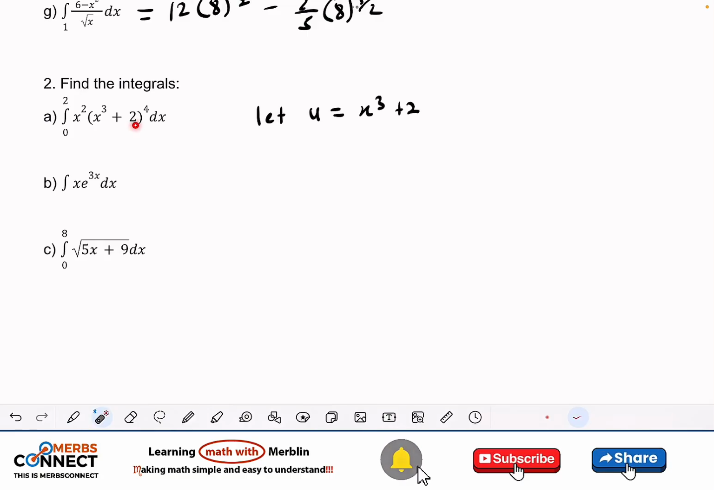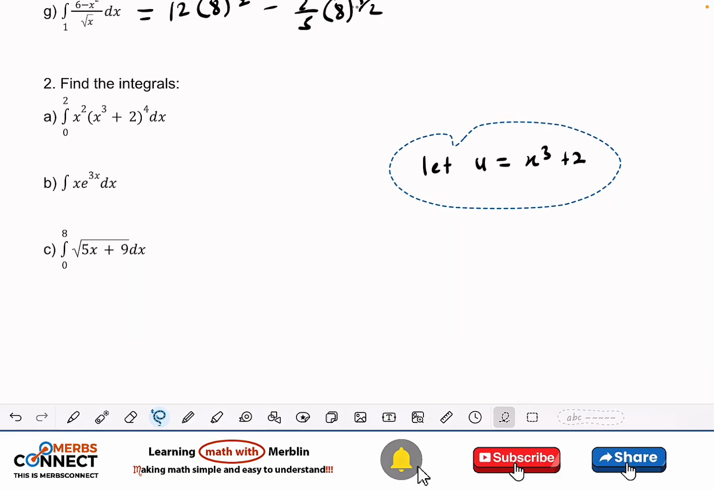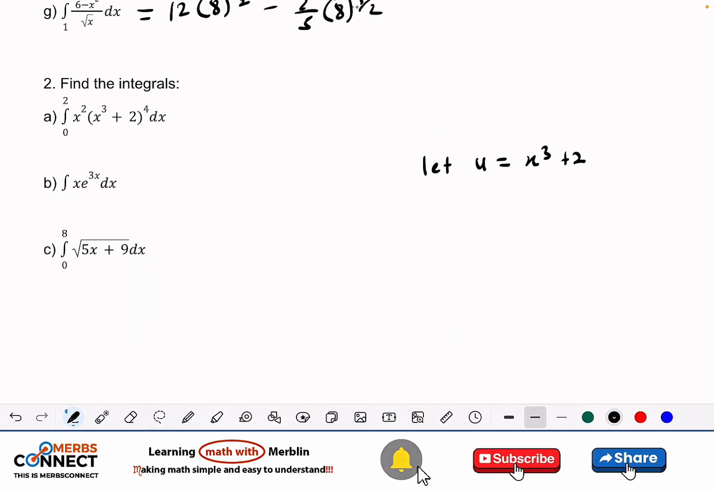Why? Because I know that when I differentiate this here, I can cancel the 2 out. Do you see that? So this is what I'm doing. Since I'm letting this one be equal to this, I'm going to write this one as from 0 to 2. Then I'm writing this one as x to the power 3 plus 2 to the power 4. Then I'll put the x squared dx here.